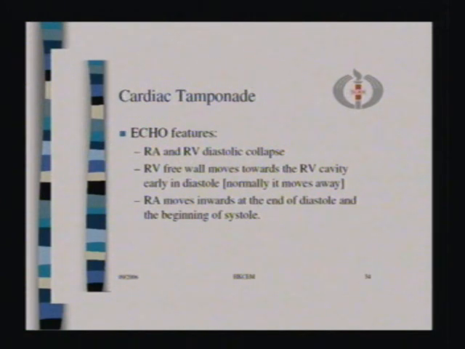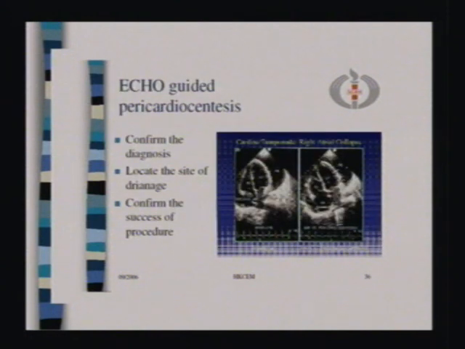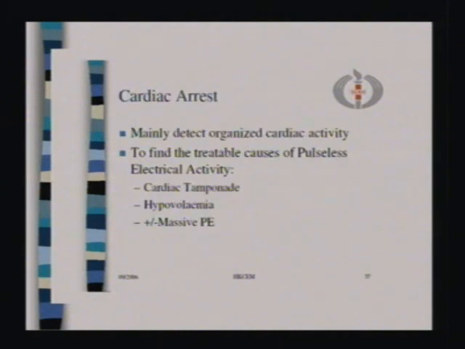You have to look for RV diastolic collapse, which I will be showing you later on. The RV free wall moves towards the RV cavity early in diastole; normally it moves away. Here it moves towards it, and the RA moves inwards at the end of diastole and the beginning of systole. Here you can see the RA free wall invagination during diastole in a patient with cardiac tamponade. Here, before and after pericardiocentesis, you can see there was a right atrial collapse, which is not seen in the second slide after success of the procedure.